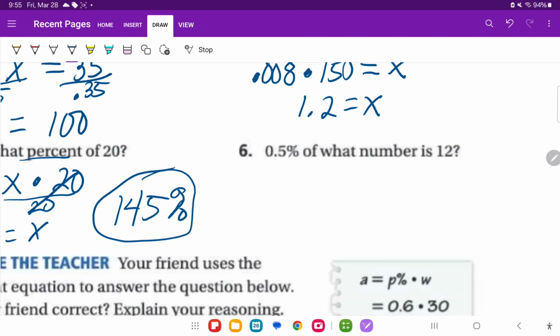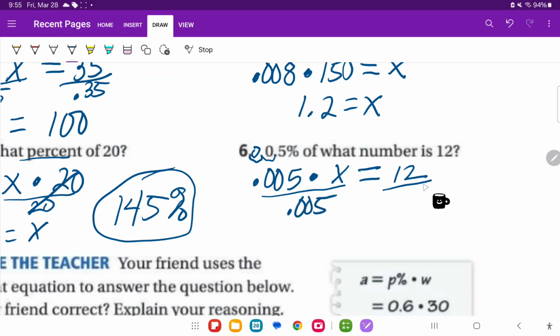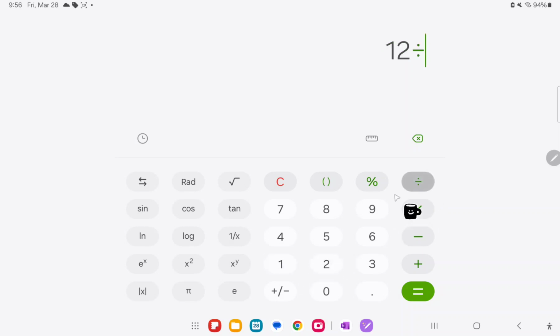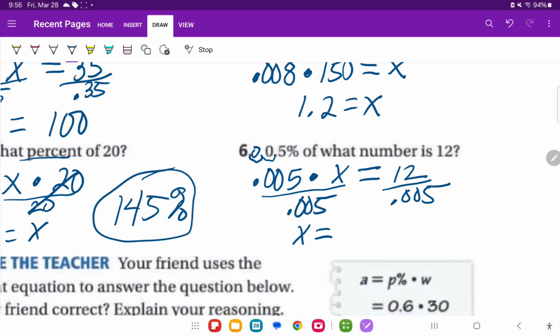Okay, so last one from this section. We're going to need to move the decimal 1, 2. So we have to go 0.005. Of means to multiply. What number, we don't know that, is equal to 12. So we want to get X alone. So we'll divide by 0.005. So X will equal 12 divided by 0.005. And that number is 2,400.